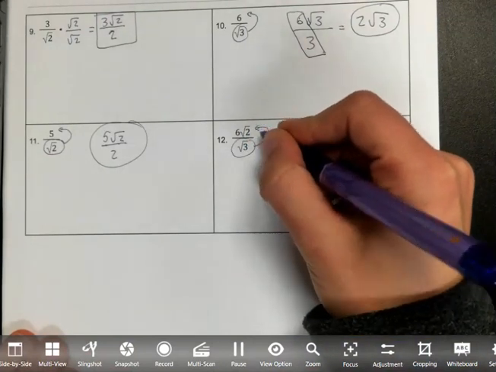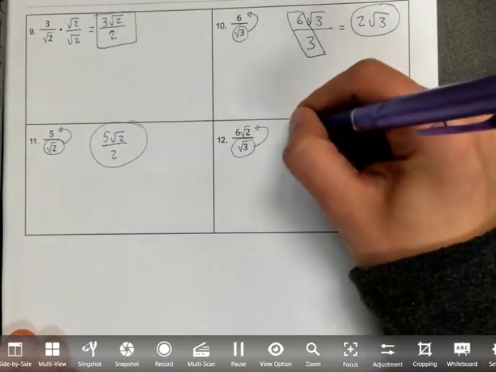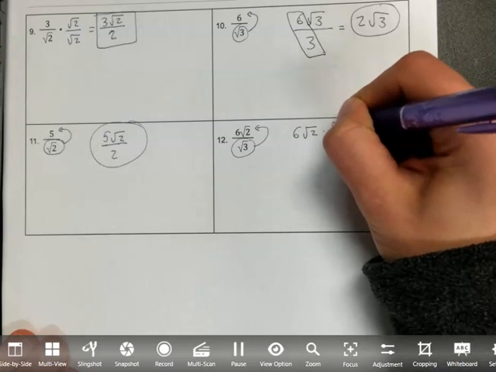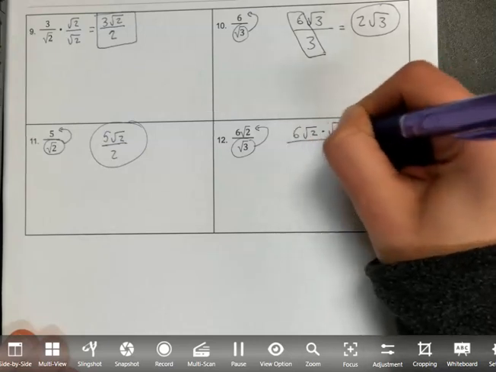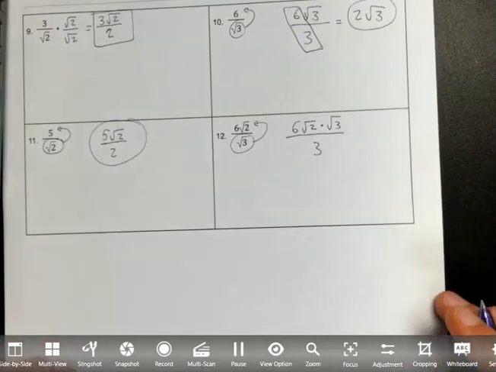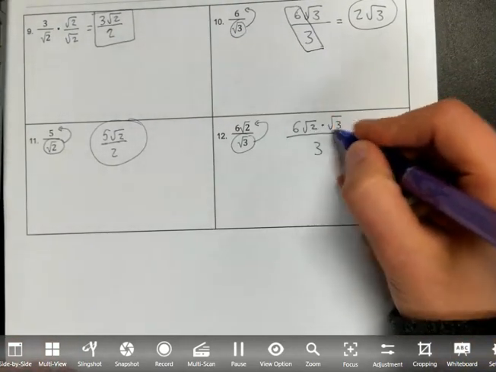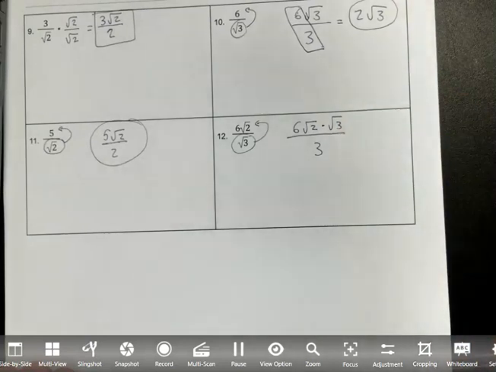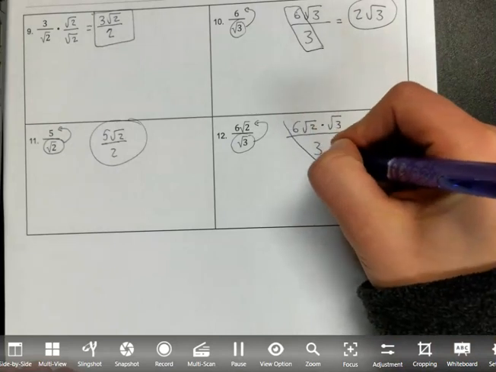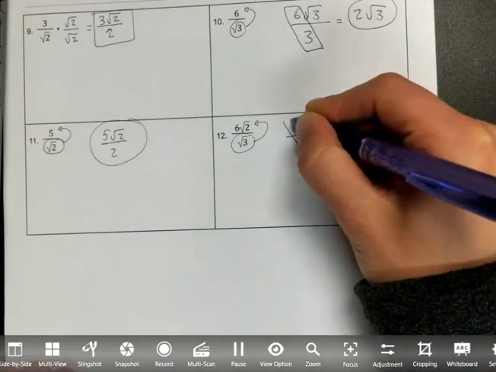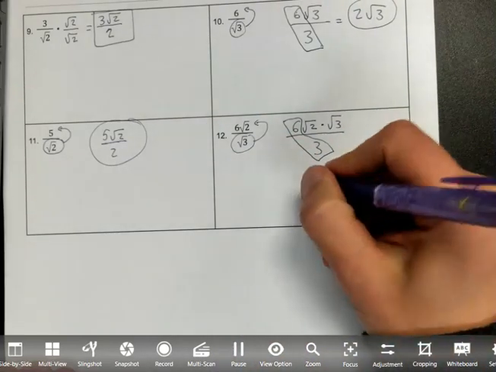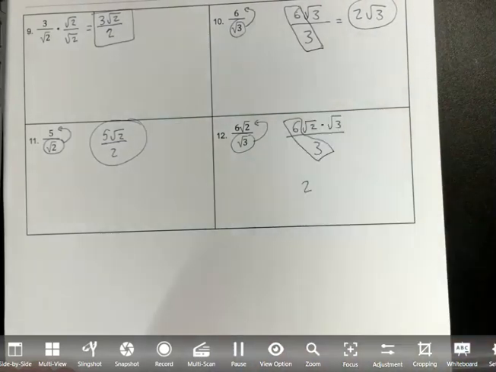Okay, this time, same thing as before. I'm going to move this up here. So I'm going to go ahead and say 6 square root of 2 times square root of 3 divided by a regular 3. Okay? Well, square root of 2 times square root of 3, I get square root of 6. And then these two right here, the two outside of the box, I can go ahead and divide those evenly. So 6 divided by 3 is 2, right? So that got divided evenly.